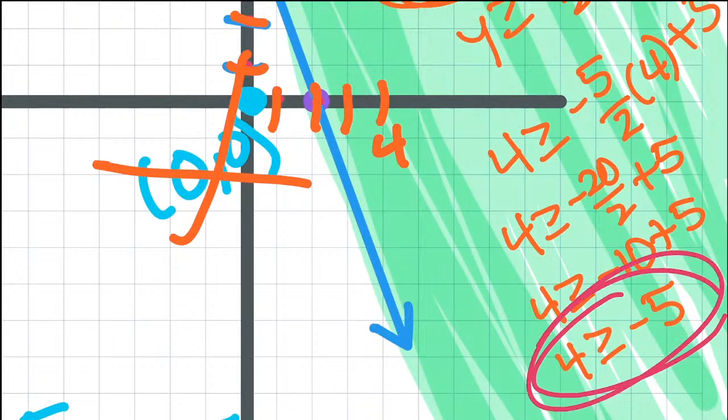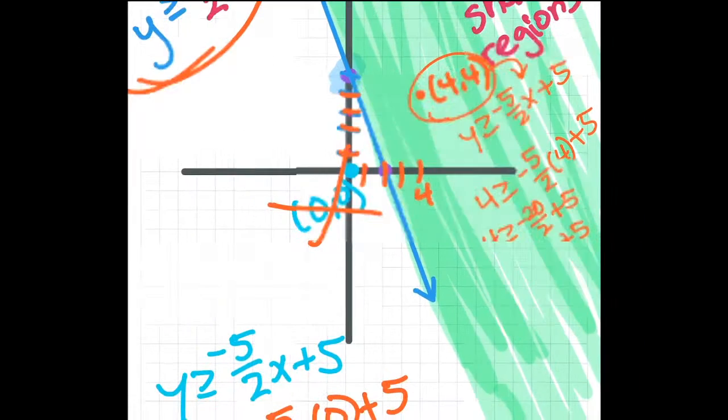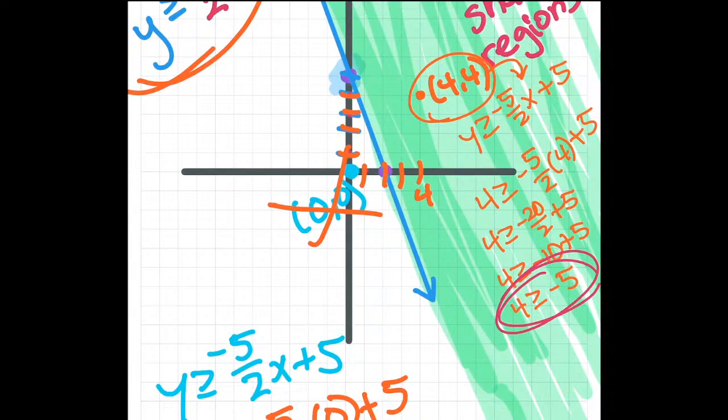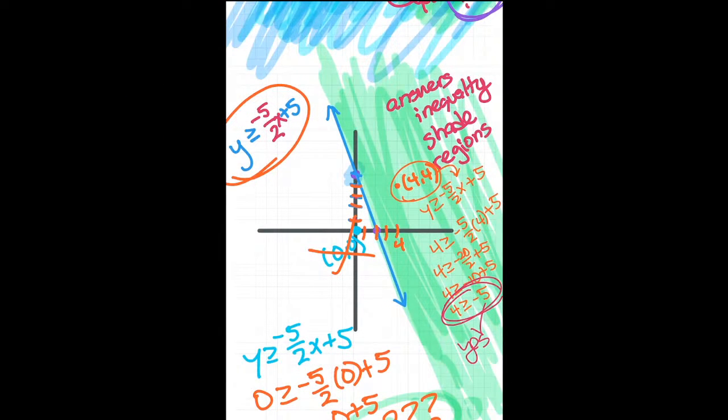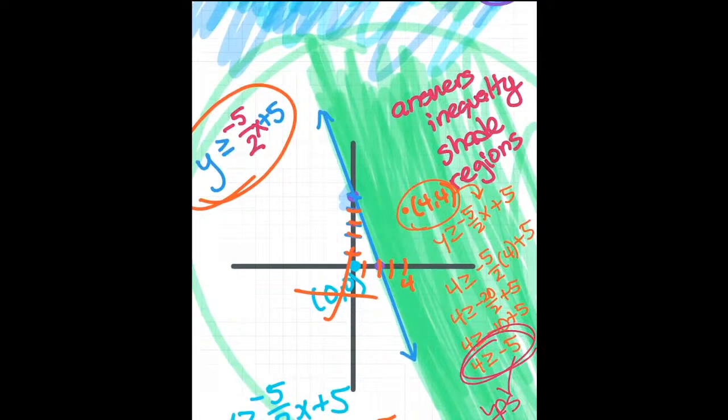Is 4 greater than or equal to negative 5? And that should be an absolute yes. 4 is greater than negative 5 all day, every day, because negatives are always less than positives. This statement just proved true. Therefore, your answer is confirmed in this region. And since you already proved that an answer out here was false, you know for sure that your answer is in here. Congratulations. This right here is the answer to this inequality. All right?